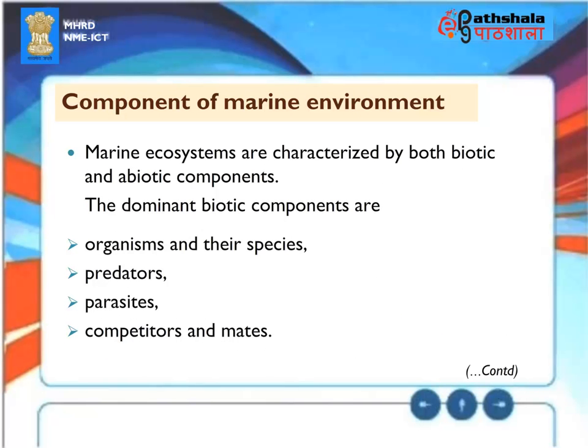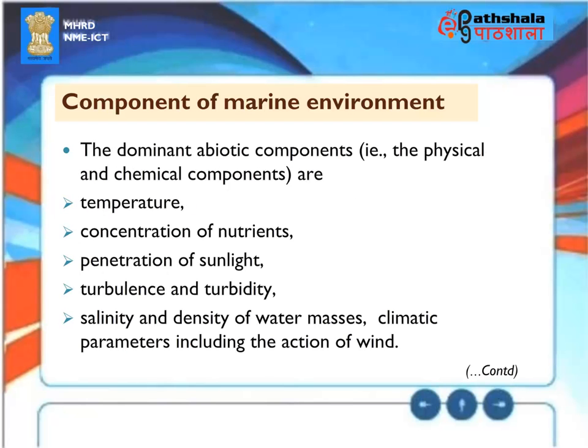Components of marine environment. Marine ecosystems are characterized by both biotic and abiotic components. The dominant biotic components are organisms and their species, predators, parasites, competitors, and mates. The dominant abiotic components, that is, the physical and chemical components, are temperature, concentration of nutrients, penetration of sunlight, turbulence and turbidity, salinity and density of water masses, and climatic parameters including the action of wind.